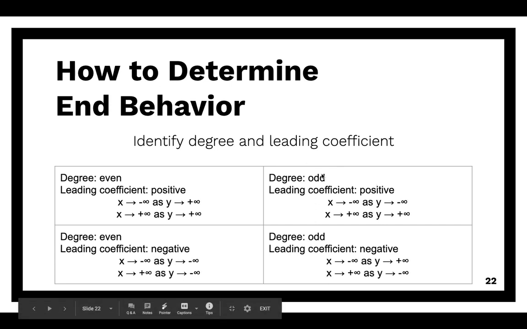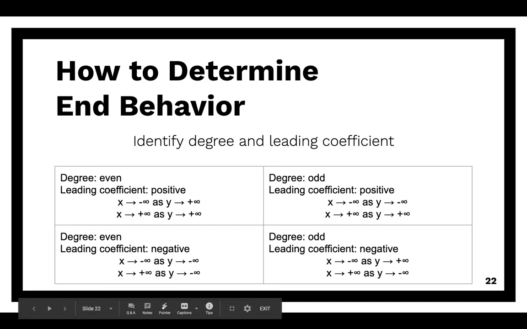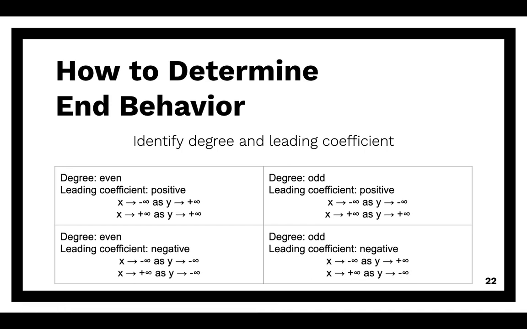If your degree is odd, that means your endpoints are going to point in opposite directions. One will point up and the other will point down. Your leading coefficient is positive. That means for the lower interval, and all of these are written as x goes to positive infinity, that's the right bound, that y value is positive. And you can see that positive y on that bottom one. So then degree is odd, leading coefficient of negative. So on that far right x bound, we want a negative y bound. Okay.